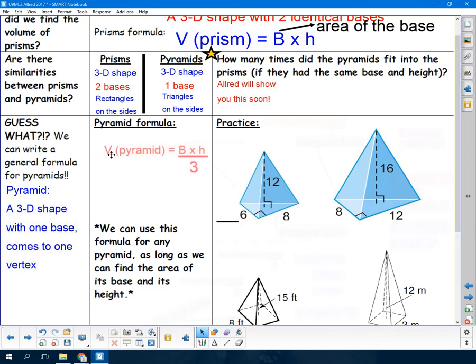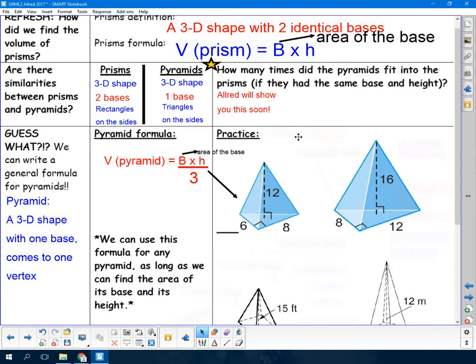The formula for the volume, V, of a pyramid is big B times H, base times height, divided by 3. That big B still stands for area of the base. The height is just the height of the pyramid. We're going to use that formula for this triangular pyramid right here, for this one over here on the right, and these two square pyramids down here on the bottom right. When you look at this first shape, I see a triangular base. I see a triangle right here on the bottom.